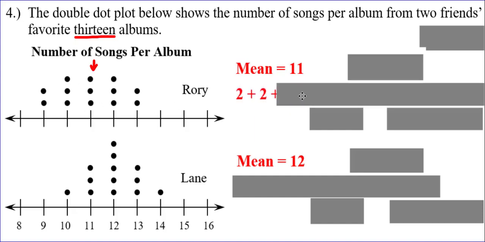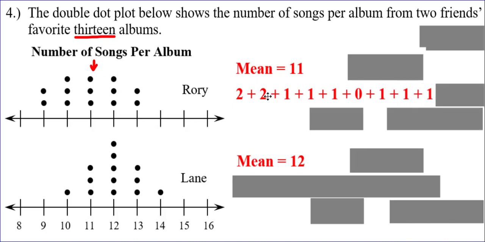So that's 2, but there's 2 of them, so 2 2s. These 3 dots here are each 1 away from the mean, so that's 3 1s. And then these 3 dots here are each 0 away, so that's 3 zeros. Now, 3 times 0 is still 0, so I'm just going to put 1 0 down if that's okay with you. These 3 dots here are only 1 away from the mean, so that's 3 of those 1s. And these 2 dots here are each 2 away, so that's 2 of those 2s.